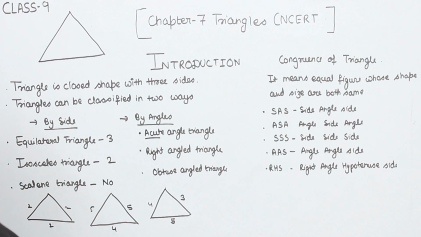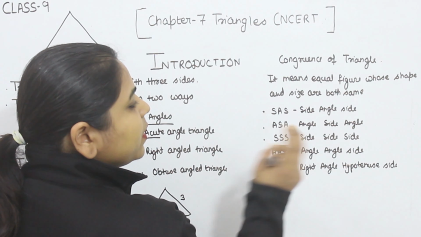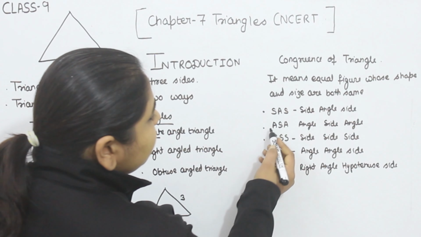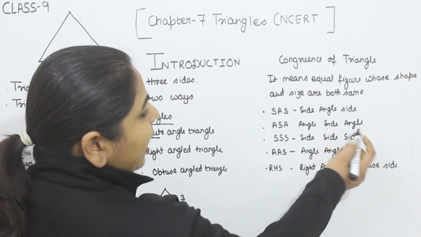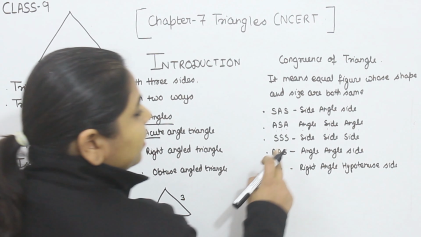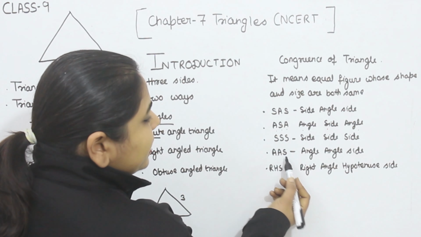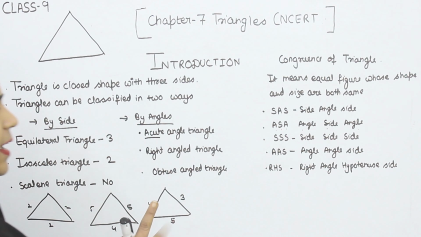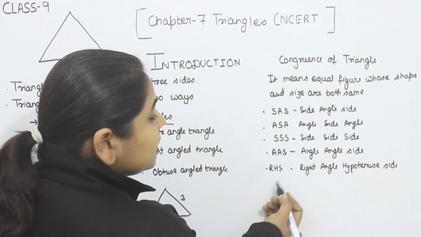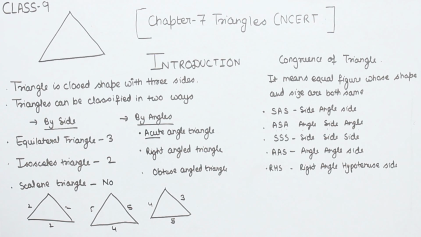Now we have some criteria of congruence. The first one is SAS, side angle side. In this one, two sides are equal and one angle is equal with each other. The second one is ASA, angle side angle. Two angles and one side are equal. The third one is SSS, side side side. In this one, three sides are equal to three sides. The next one is AAS, angle angle side. In this one, two angles and one side are equal to each other. Now comes RHS, which is right angle hypotenuse side. So these are the criteria of congruence of triangles.